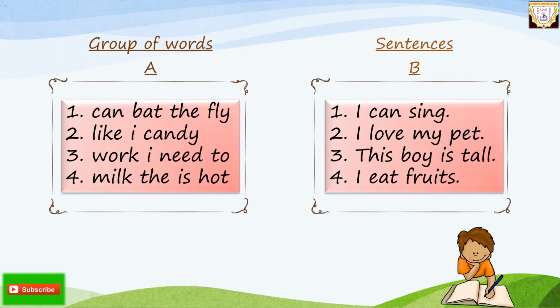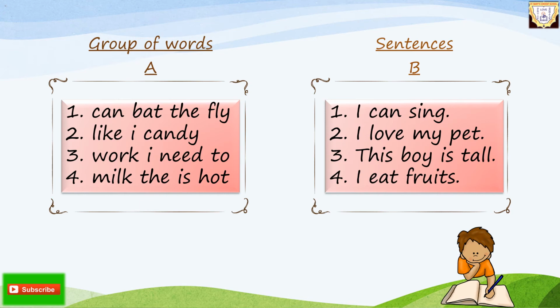Children, can you see two boxes? Box A and box B. Box A contains group of words, whereas box B contains sentences. So let's read from box A. Number 1. Can bat the fly? Children, is this a sentence? No, this is not a sentence because it doesn't start with a capital letter and neither it ends with a full stop. And it does not make a complete sense. So, this cannot be a sentence.